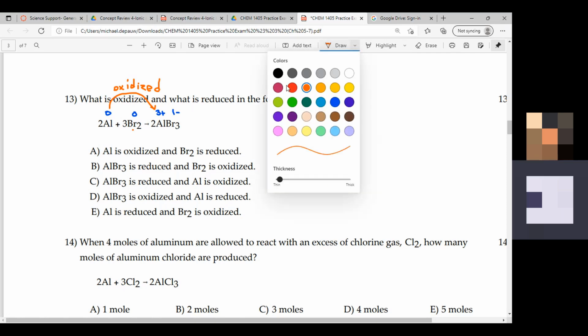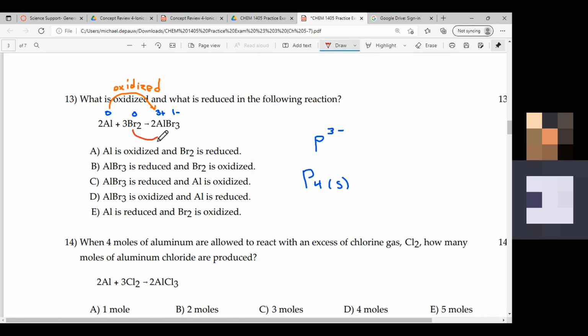And I'm going to go ahead and change colors. Reduction. So bromine goes from 0 to -1. That is a decrease. It is reduced. Because to reduce something means to make it less. And you're reducing the charge.